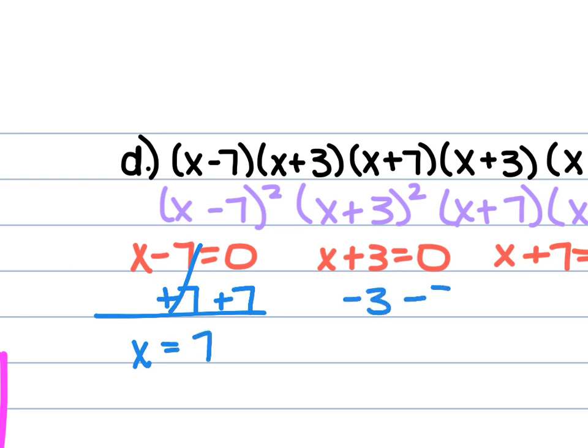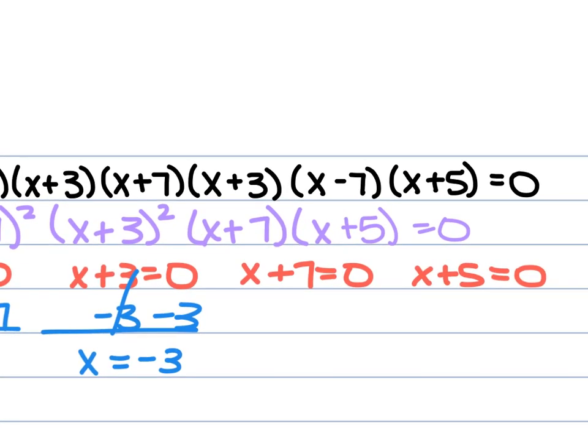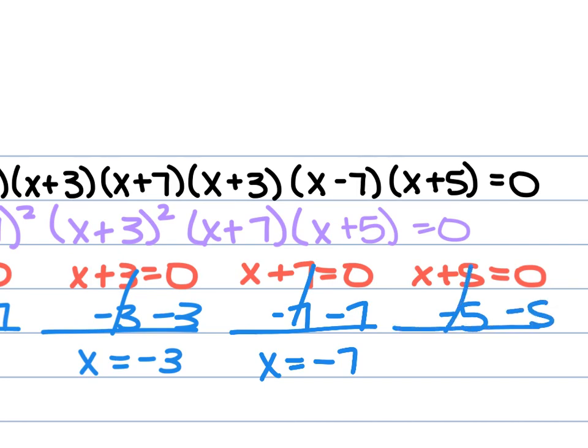For the x plus 3 is equal to 0, subtract that 3 from both sides, we get x is equal to negative 3. For the x plus 7 is equal to 0, subtract the 7 from both sides. We get x is equal to negative 7. And the x plus 5 is equal to 0, subtract the 5 from both sides. We get x is equal to negative 5.